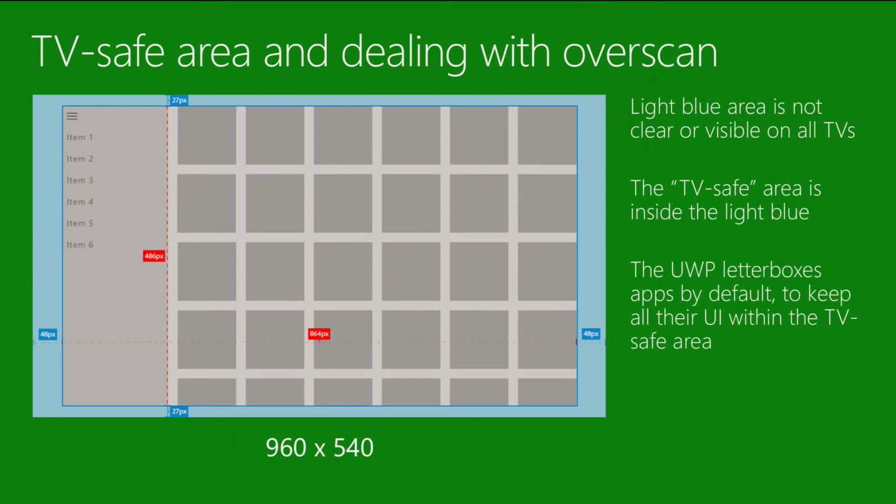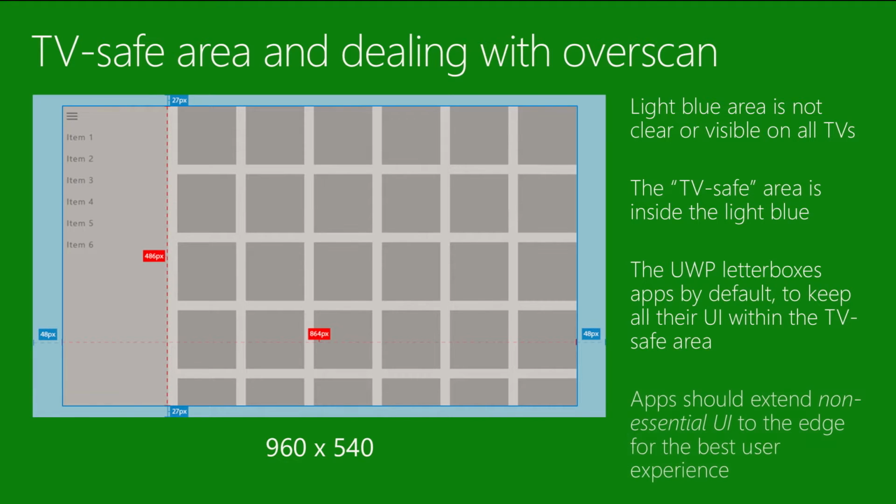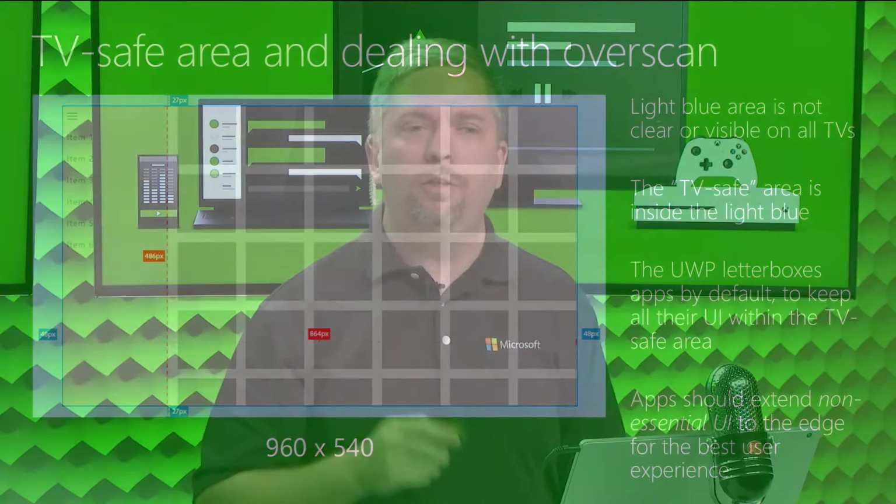So that light blue area is not always visible. We do call that TV safe, and you'll hear that term over and over and over today, I'm sure. But UWP will letterbox your app by default. But you should always try to extend out. Just don't put anything important there. Don't put any buttons there. Don't put anything you absolutely positively need in that spot.